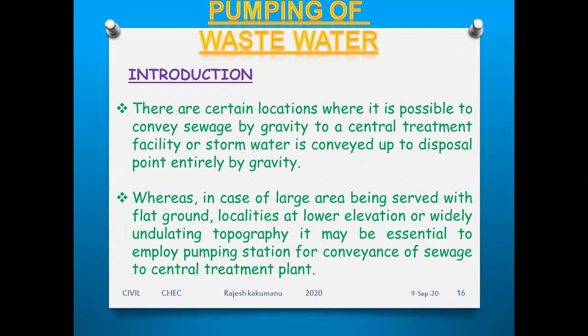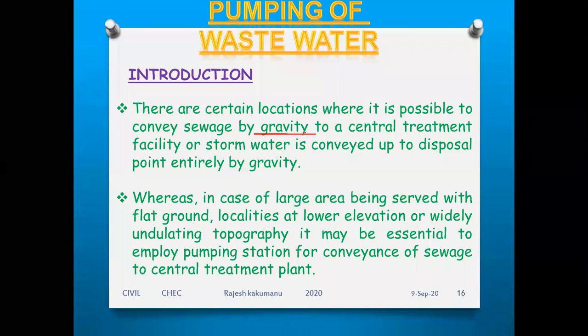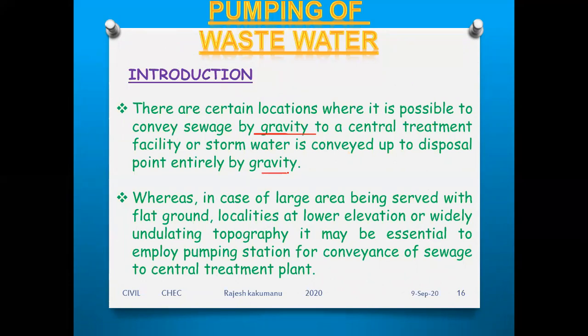Sorry, this unit. Okay. So if you see, there are certain locations where it is possible to convey sewage by gravity. So 50 to 70% through gravity only the process goes. ఎప్పుడైతే gravity సరిపోలేదో we are taking the usage of the pump technology, right. There are certain locations where it is possible to convey sewage by gravity to a central treatment facility, or storm water is conveyed up to the disposal point entirely by the gravity. So కొన్ని లొకేషన్స్ ఉంటాయి, కొన్ని ఊర్లలో, కొన్ని ప్లేసెస్లో you are having some places where the sewage waste or storm water waste or sanitary waste is going to the central treatment facility by gravity process. This is one method, gravity method.